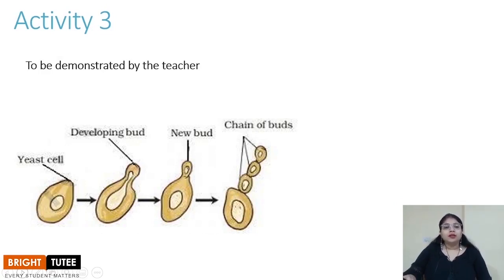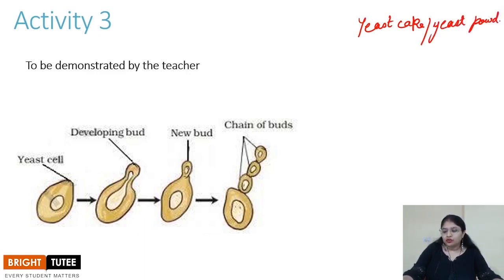This activity should be demonstrated by a teacher so that it is easier for the students to focus on observation of what they are seeing. You should also keep a copy and pen with you so that whatever you observe through the microscope you can draw. You are going to take a piece of yeast cake or yeast powder. Both of these are available easily. Yeast powder is quite easily available in your shops.